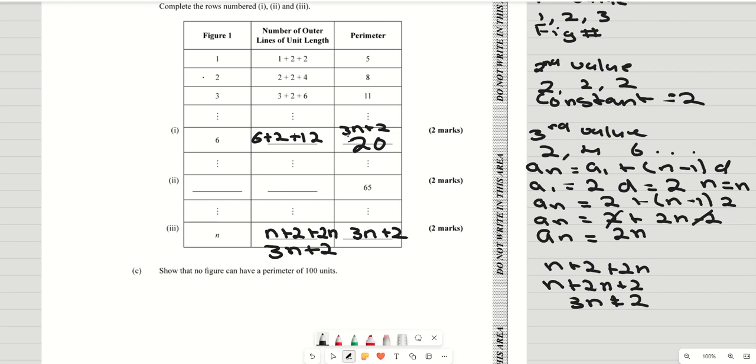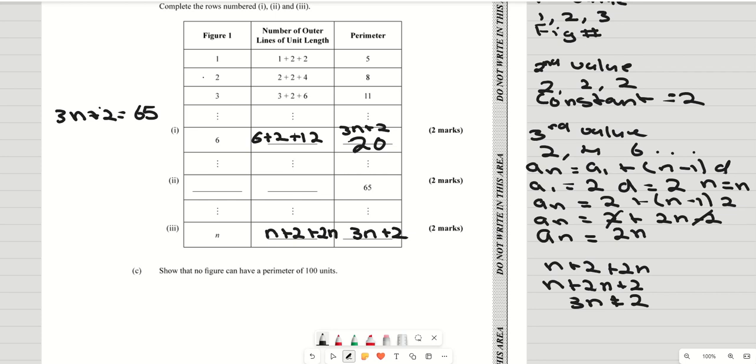Now, part 2 here, they said, well, I want to know what are these two when my parameter is 65. That means we are solving for n. So 3n plus 2 is equal to 65. Now, guys, before I continue, do not reduce it to 3n plus 2. Put n plus 2 plus 2n, because that is the order in which they have it here, right? Anyway, so 3n plus 2 is equal to 65.